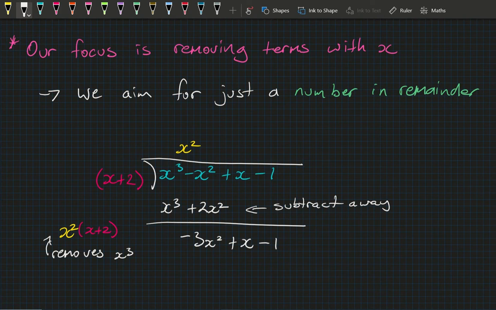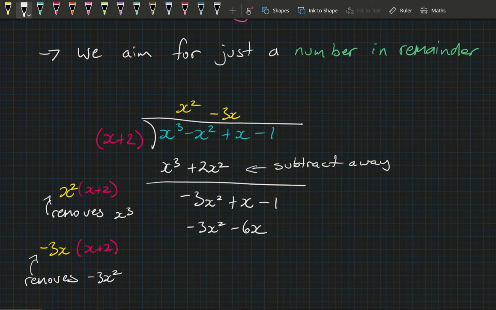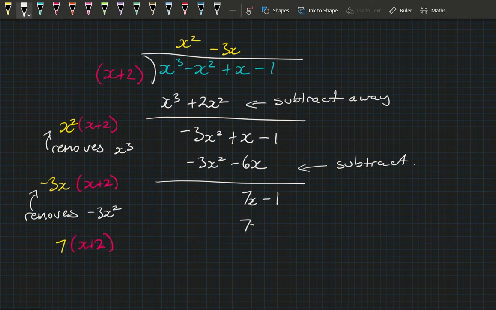Okay, so now I've got a leading term of minus 3x squared. If I choose minus 3x and multiply that by x plus 2, then we get minus 3x squared minus 6x. And that's why we chose the 3x, because we wanted to remove the minus 3x squared. Of course we're going to subtract that away, and that will give us 7x minus 1. So I've got another x there, so I want to multiply the x in our divisor by 7. So 7 times x plus 2 is 7x plus 14, and of course we chose that to help remove the 7x.